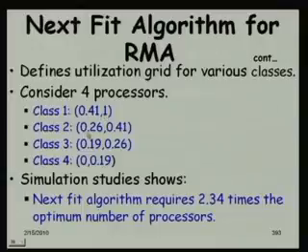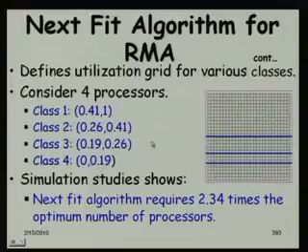Class 2 is 0.26 to 0.41. Class 3 is 0.19 to 0.26, and class 4 is 0 to 0.19. So, if you show this on a grid, you will see that 0.41 to 1 belongs to one class, and 0.26 to 0.41 is another class. 0.19 to 0.26 is a small grid here, another class, and 0.0 to 0.19 is another class.